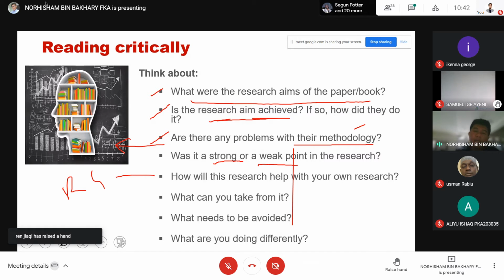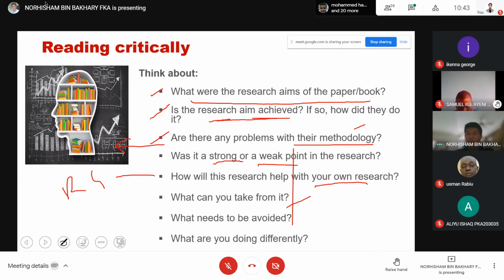Just assume that this is the latest paper, and this paper will help you to get your research gap. Okay, and then what can you take from it? What can you take from the paper? Maybe some of the methodology is the same as your research. Maybe the materials are different, maybe the finite element models are different. You are studying a different thing, but the methods are basically the same. So if the methods are the same, you can use the same method, no problem.